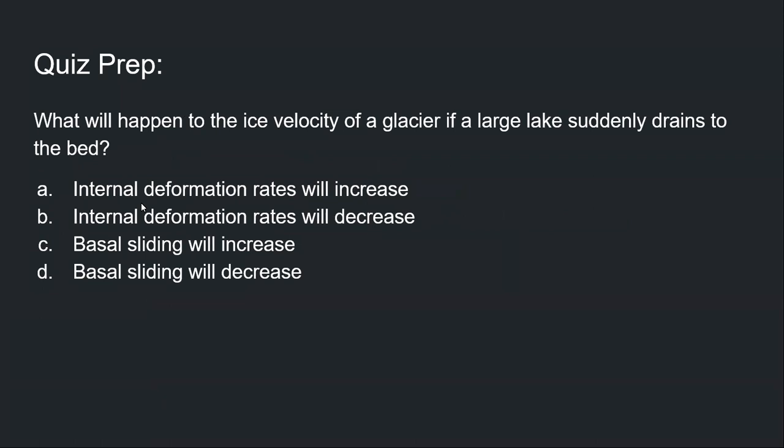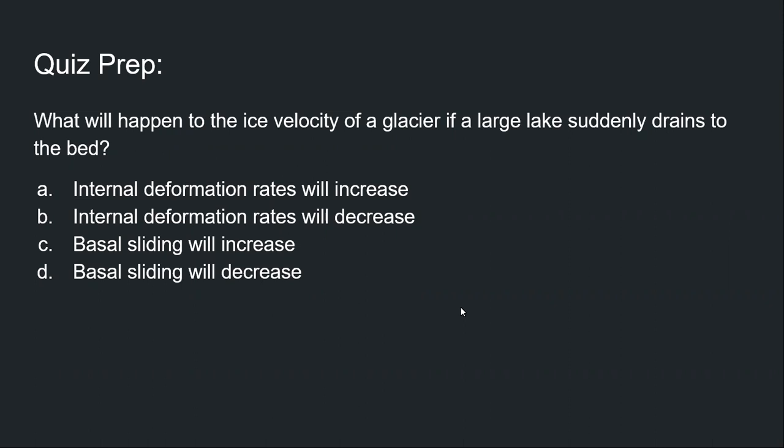Another question: what will happen to the ice velocity of a glacier if a large lake suddenly drains to the bed? I'll give you a few seconds. And the correct answer for that one is answer C. Basal sliding will increase. Why? Because, well, you're just putting a whole lot of water beneath the glacier. So the basal sliding increases and the glacier goes faster. Internal deformation rates will increase? No. Internal deformation rates will decrease? No, because it doesn't really have anything to do with the outburst. Basal sliding will decrease? No.